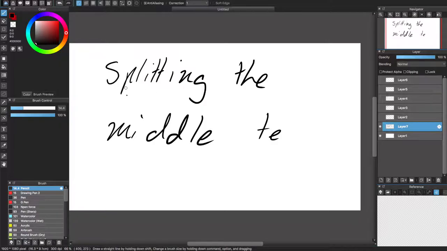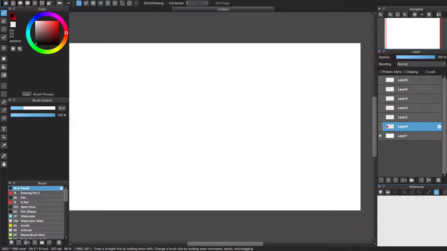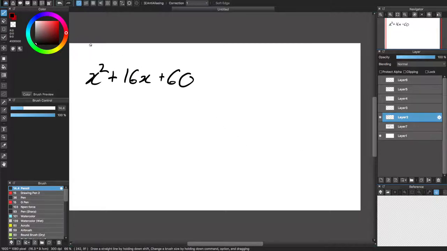Hello everyone, today we're going to show you how to split the middle term. Factorizing trinomials or quadratics. So let's start. We're going to have a whole bunch of exercises you can do, and by the end of this video, you should be able to factorize all combinations of trinomials or quadratics.